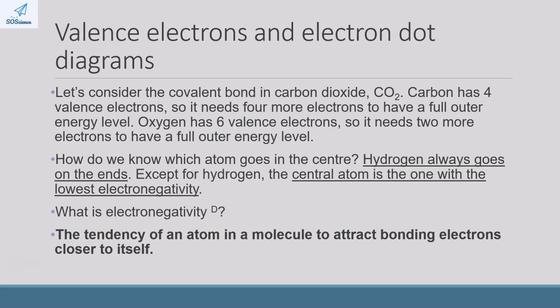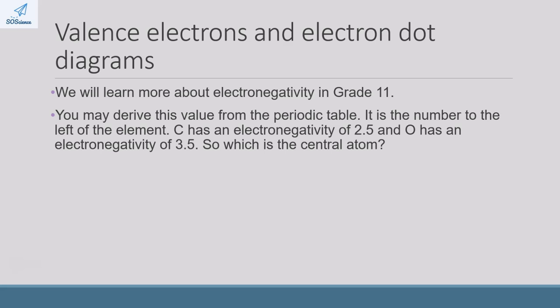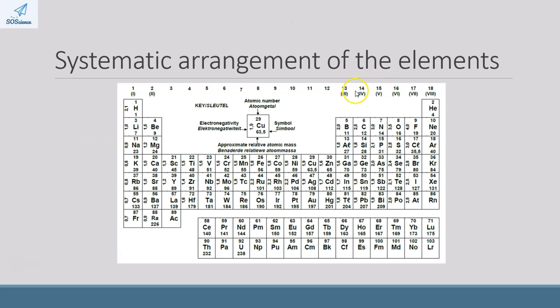It's the tendency of an atom in a molecule to attract bonding electrons closer to itself. So electronegativity is really how much a particular atom within a molecule attracts electrons towards its side. Now, we're going to learn more about it in grade 11, but on your periodic table, you'll find that electronegativity is the number to the left of the element. So remember, the central atom is the one with the lower electronegativity, and electronegativity is represented as the number on the left of the element.